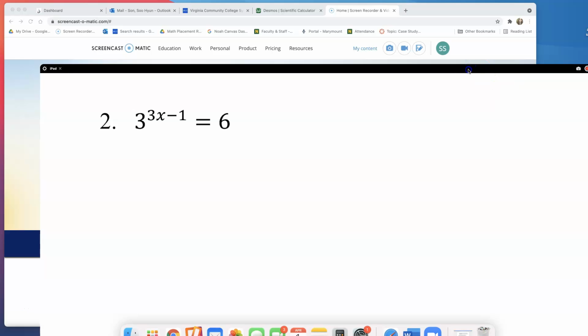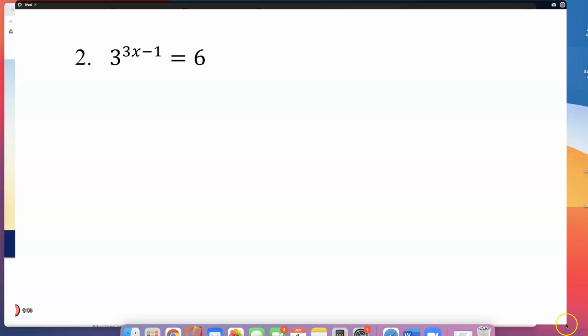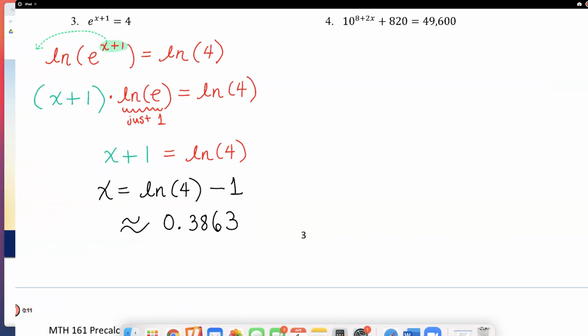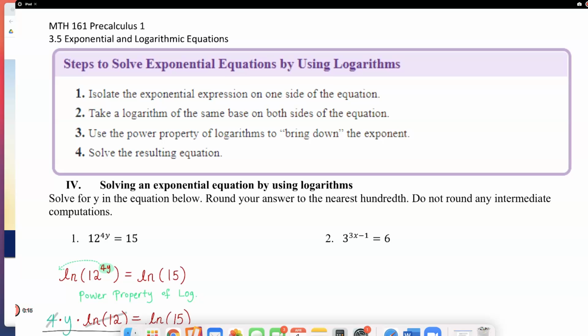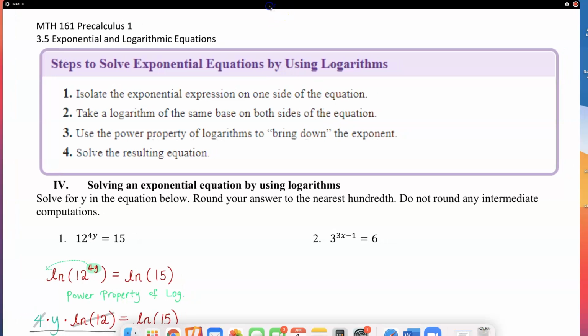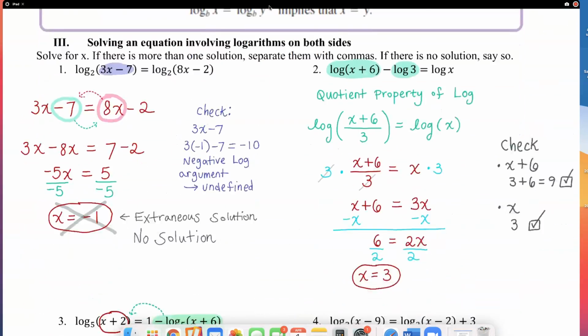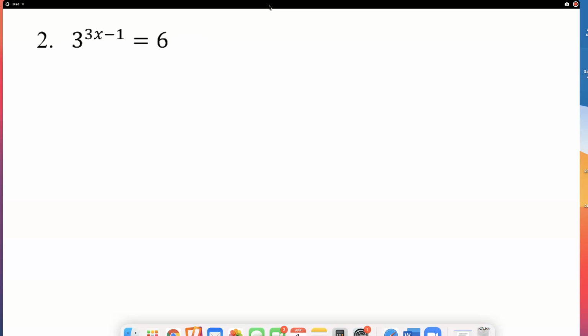In this video, I'm going to solve a couple more examples of exponential equations, starting with number 2 on page number 3. This is for Math 161 Pre-Calculus 1, and we're looking at section 3.5, solving exponential and logarithmic equations. We did go over log equations during class. We used all these properties, but we have a couple more exponential equations that we need to finish solving.